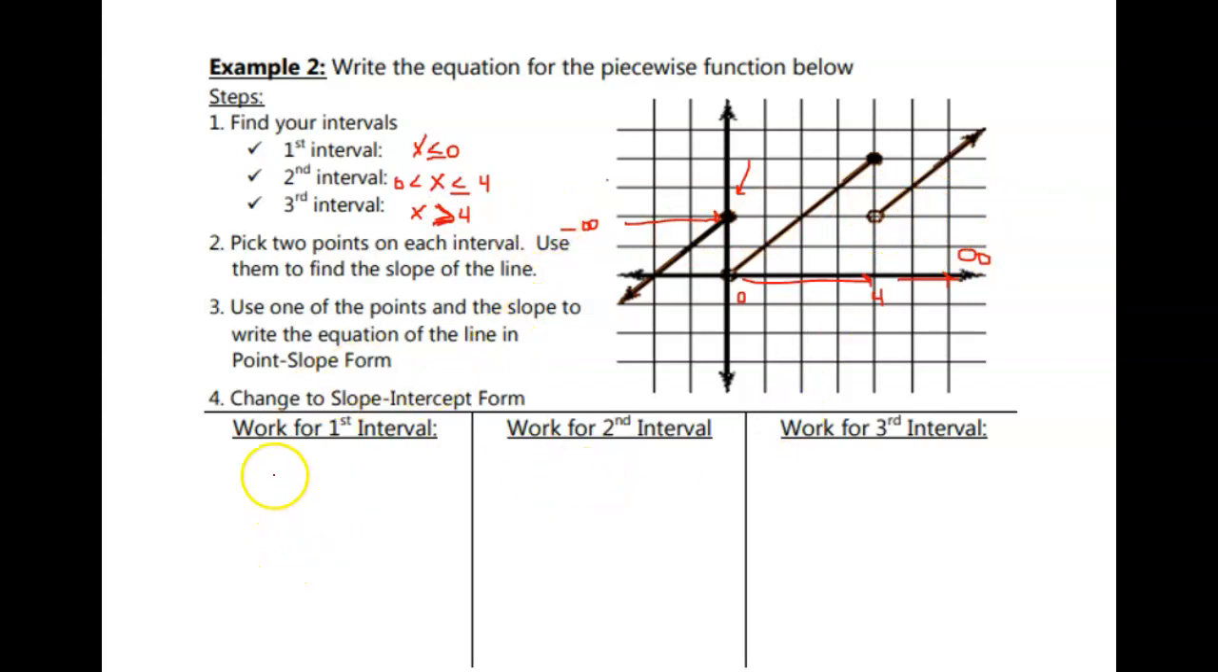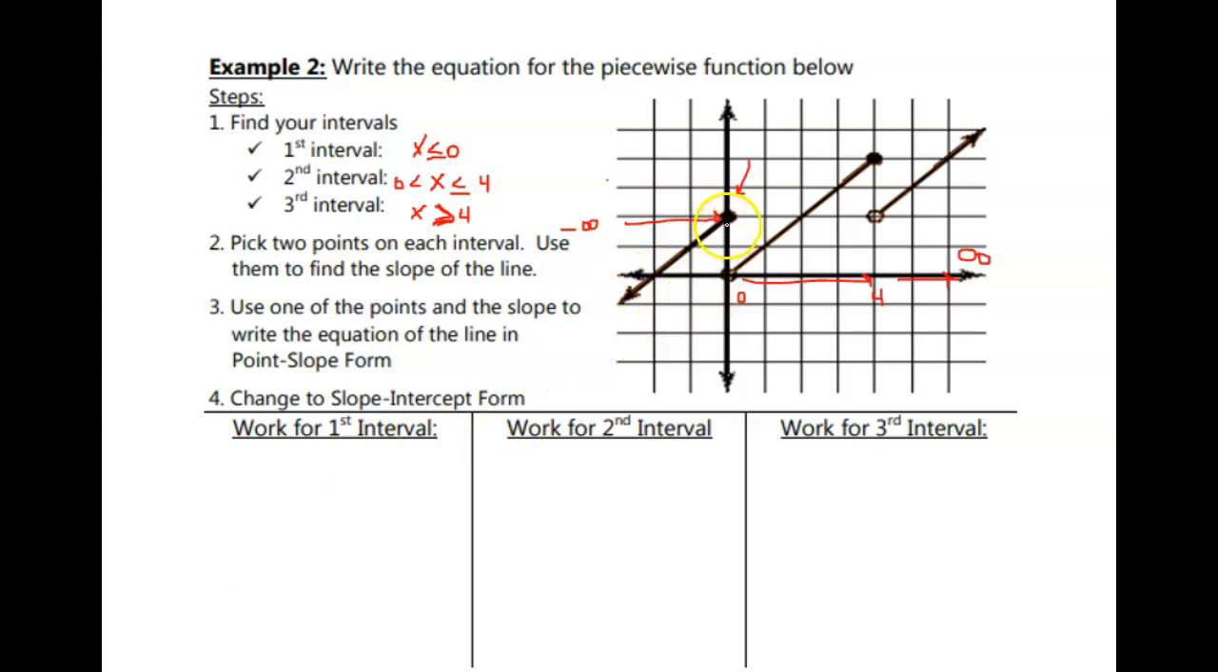Now, the next thing I want to do is work each interval. So I want to look at my first interval when x is less than 0, and I just want to write the equation for that line. We know how to write equations for the line. The easiest one that I see is using the slope-intercept form, because I can easily see the intercept and I can easily see the slope on this one.